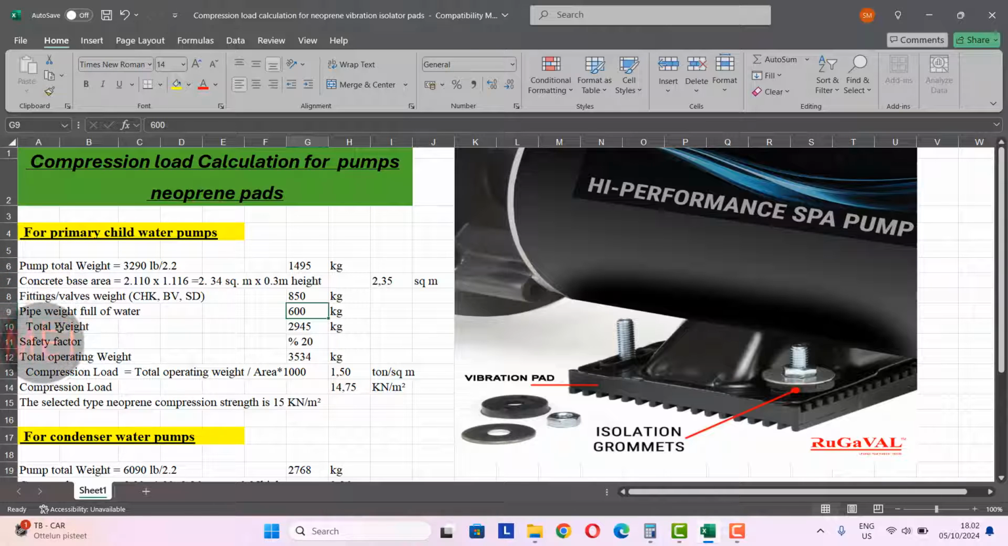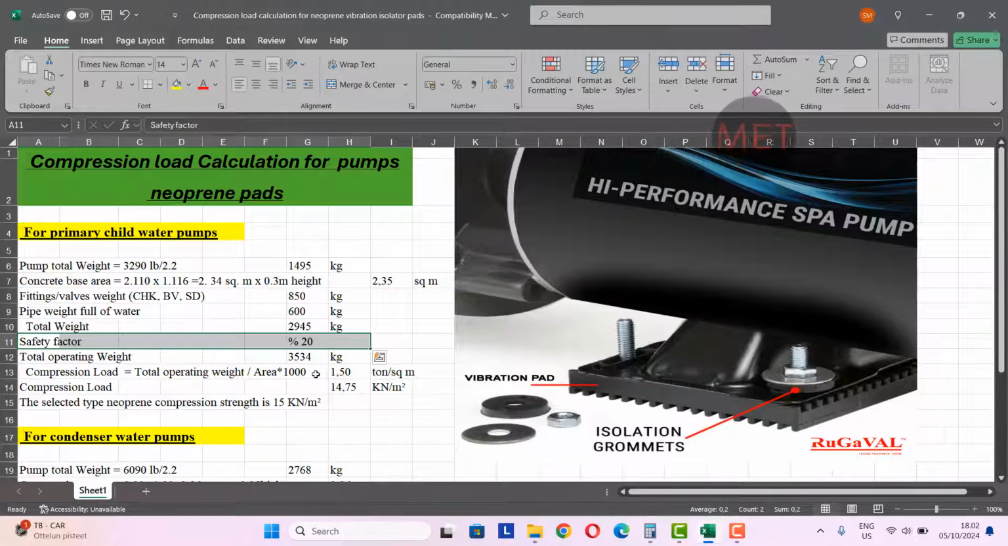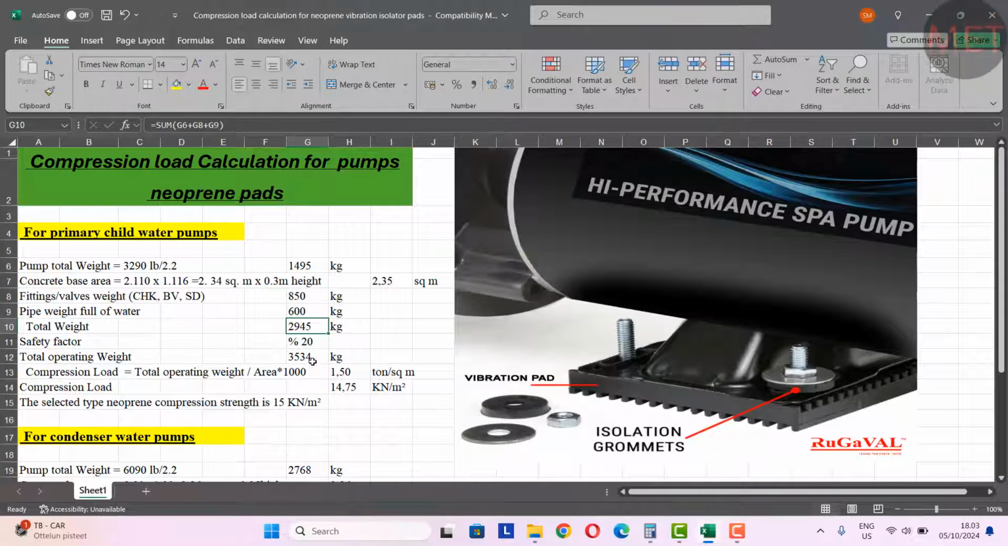Now the total weight is the sum of the pump weight, the fittings and valves, and the pipe weight full of water. Summing up all these will give us 2945 kilograms. Now let's apply the safety factor, which is 20%, to get the total operating weight. You just multiply this 2945 with the 20% safety factor, and you will get 3534 kilograms total operating weight.